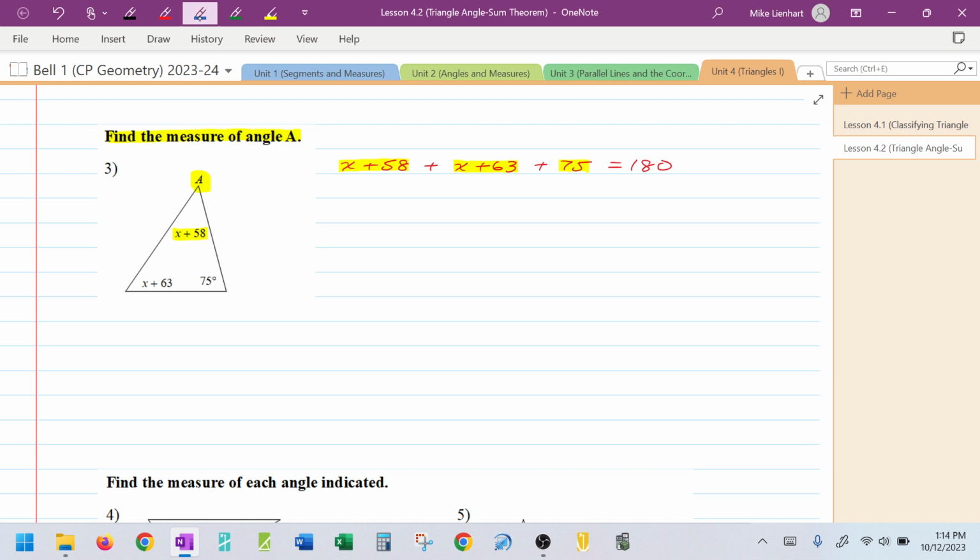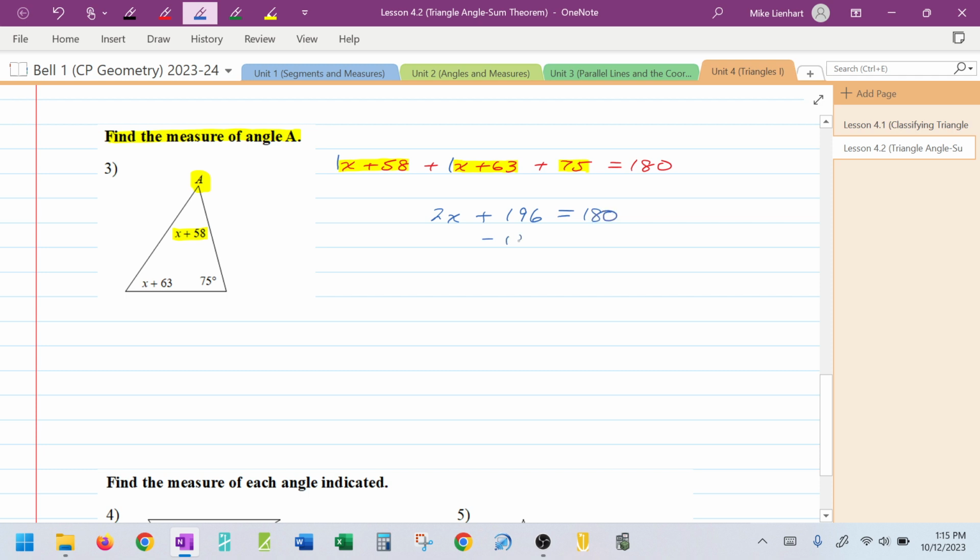I'm going to combine like terms. Now remember, x is the same as 1x. So if I combine them, I get 2x. I'm going to cheat with the calculator here. I've got 58 plus 63 plus 75 equals 196 is equal to 180.